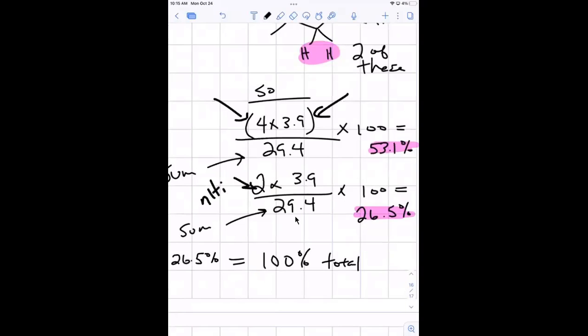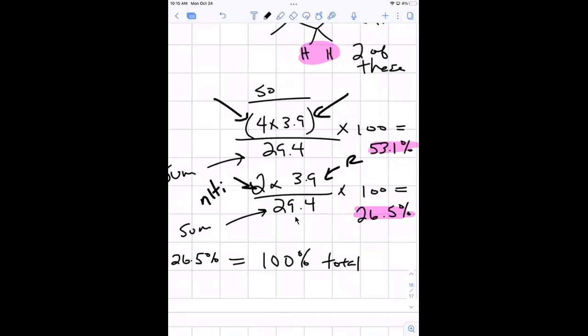NH, and this is R. Multiply those together, divide by the sum. That's why we calculated the sum first, so we don't have to keep doing it. Once you calculate the sum, it's going to be the same denominator for every one of those fractions.